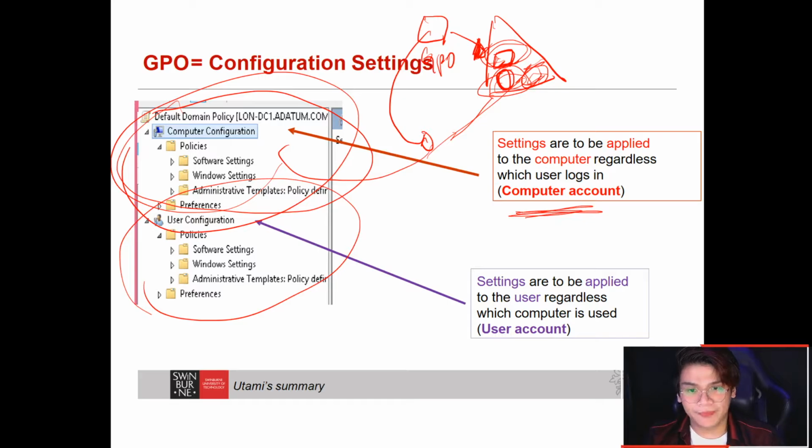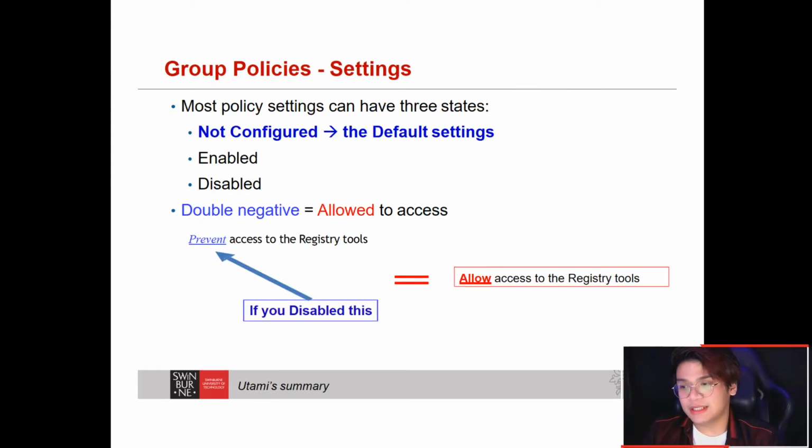All right. In the GPO settings, most of the policies contain 3 types of state: not configured, which is the default setting if you don't disturb anything, and then we have enabled and disabled. If we have a double negative, it means like allowed to access.